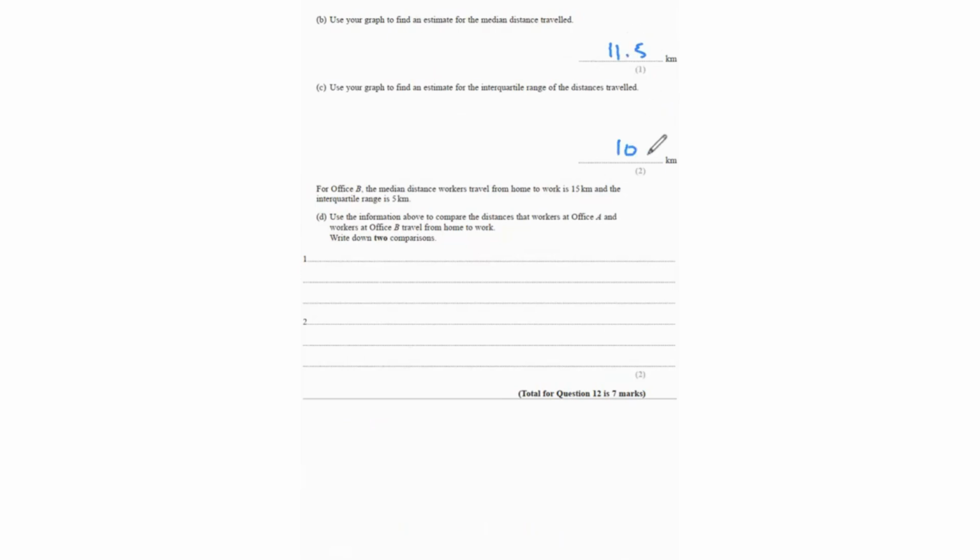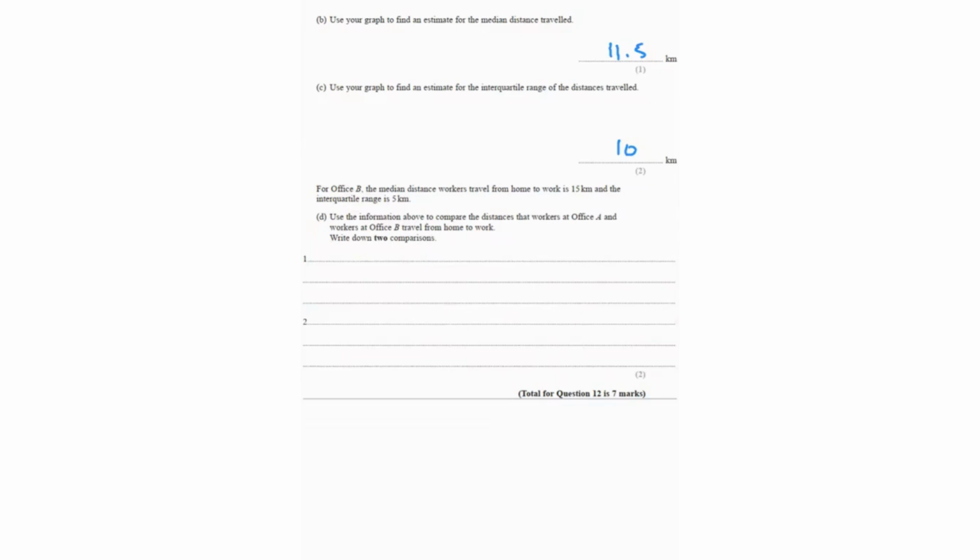Then it says for office B, the median distance workers travel from home to work is 15 kilometers and the interquartile range is 5 kilometers. Use the information above to compare the distances that workers at office A and workers at office B travel from home to work. Write down 2 comparisons. So for this part, you need to know what the significance is for the median value and the interquartile range when we're comparing two things.